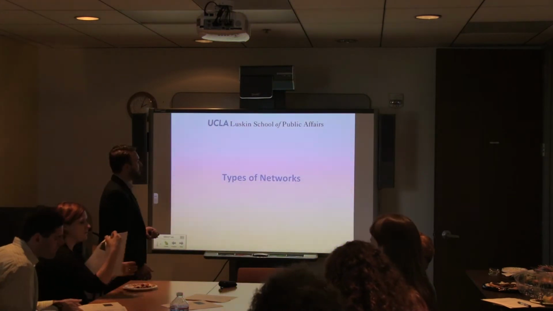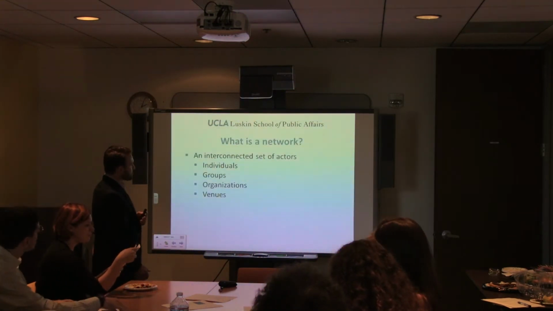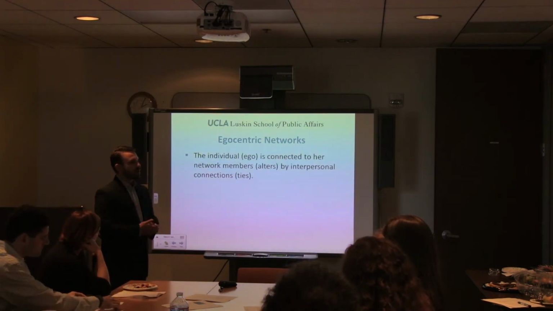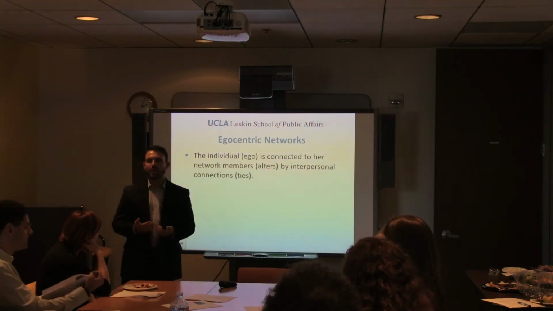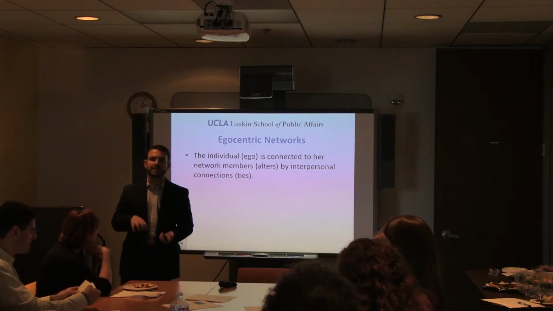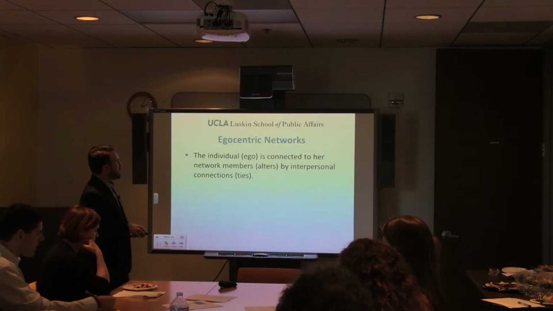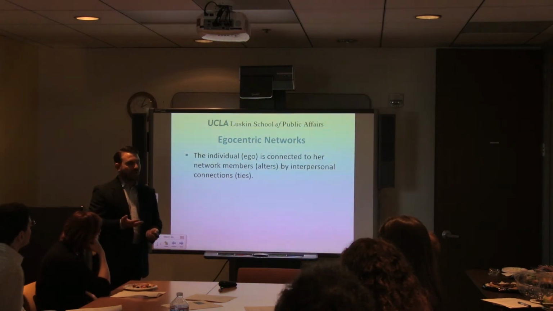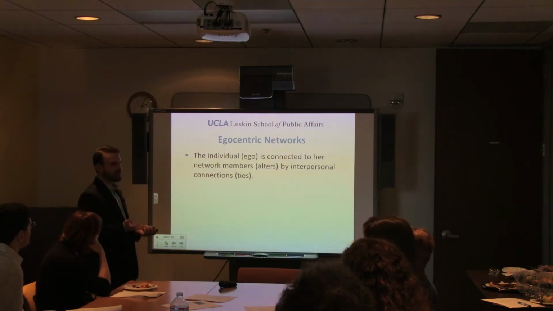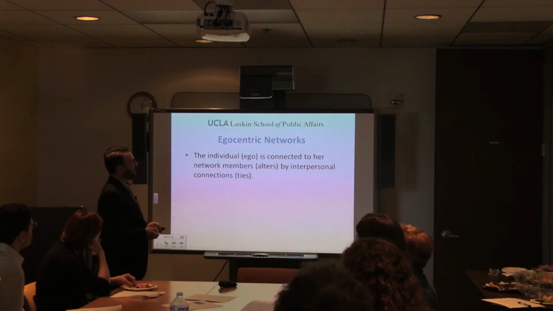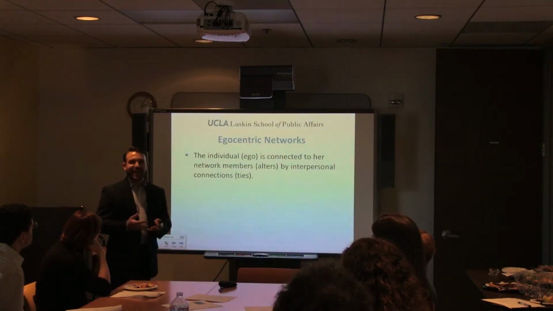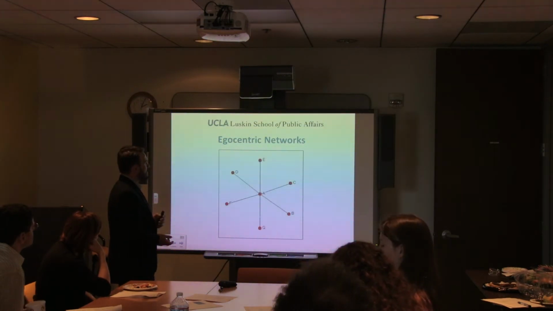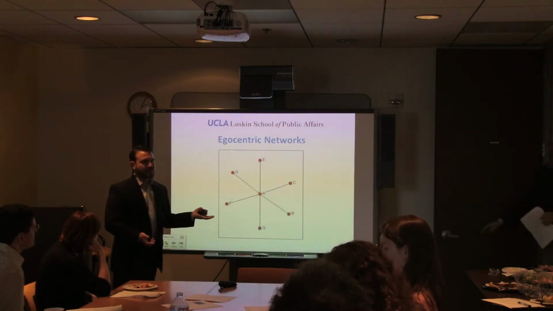organizations or groups. Probably the most frequent type of networks that we see in the public health literature are what we call egocentric networks or person-centered networks. And in these networks, the ego, the individual typically who's being interviewed, is connected to what we call alters by interpersonal connections that have some meaning, and those are called ties. So egocentric networks typically look something like this.